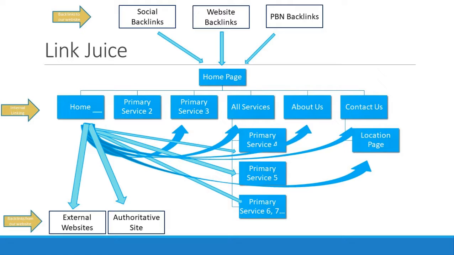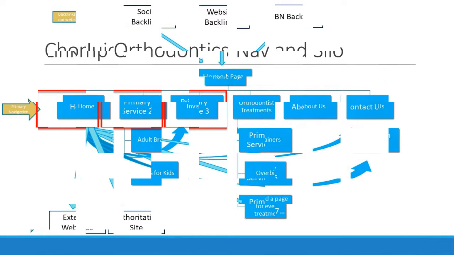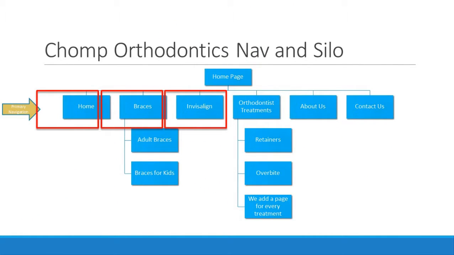And I like to plug as many of those holes as possible, especially if it's in the footer. That's why I like adding certain links on the contact or about us page. So that way we keep as much of it as possible. That way each of our pages don't have a bunch of external links in the footer, which is, say, bleeding us out. So here's an example of Chomp Orthodontics navigation in silo.